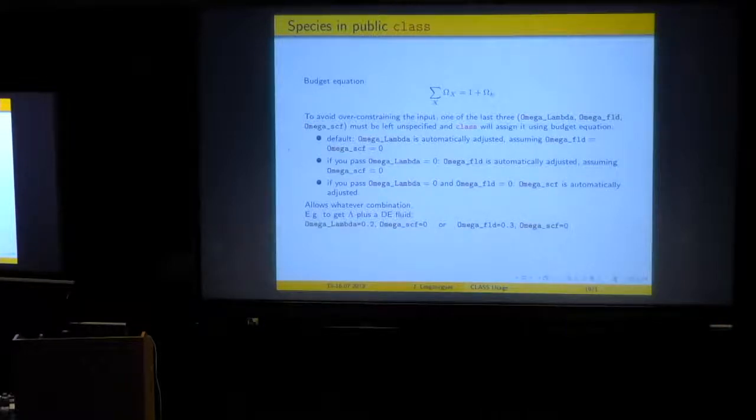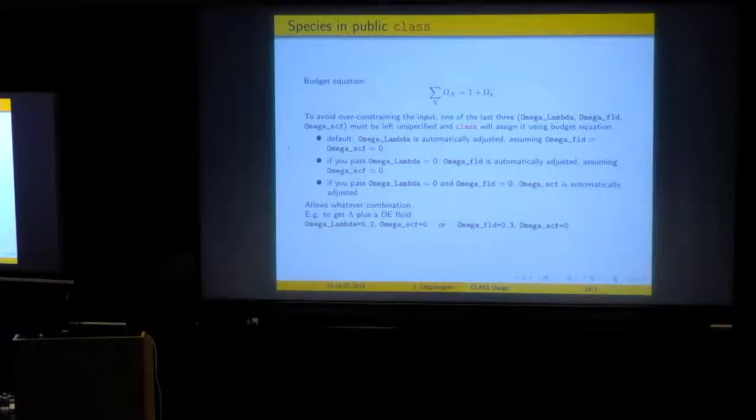When you want more than one, it also works. For instance, suppose you want to get a true cosmological constant plus a dark energy fluid. Then you will pass omega scalar field as 0, and for instance, omega lambda as 0.2, and then the code will adjust the dark energy fluid to about 0.5. Or if you want to do the opposite, keep passing this as 0, and give a value of omega fluid, and the code will automatically adjust omega lambda to, in this case, something like 0.4. So you can still have whatever.